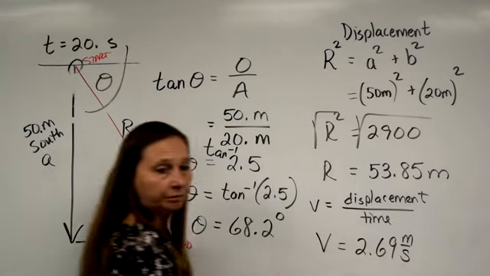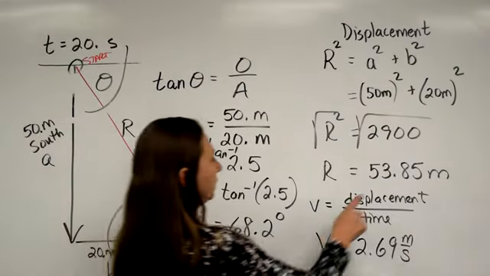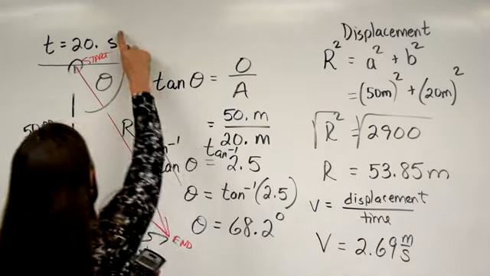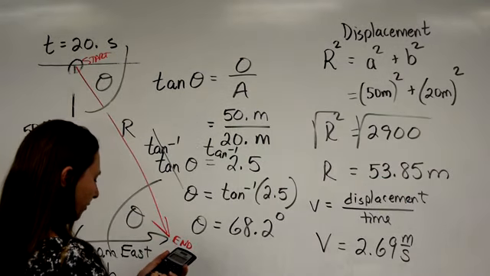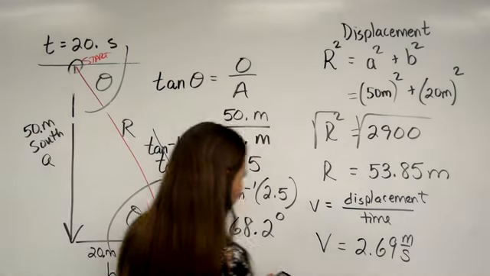So now we have our velocity over here, which was 2.69 meters per second. That's the magnitude of the velocity. Let me just double check that one more time. It was 53.85 divided by 20 seconds. Yeah, 2.69 meters per second.